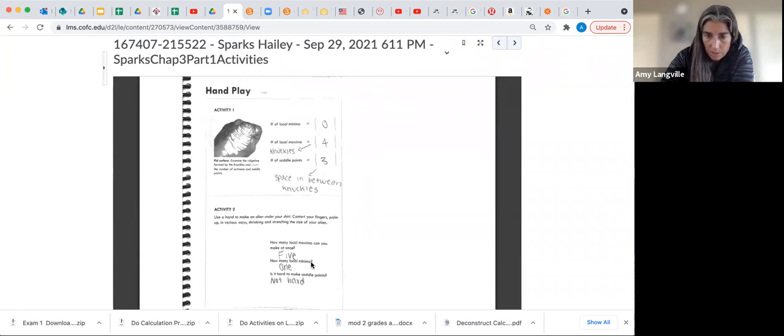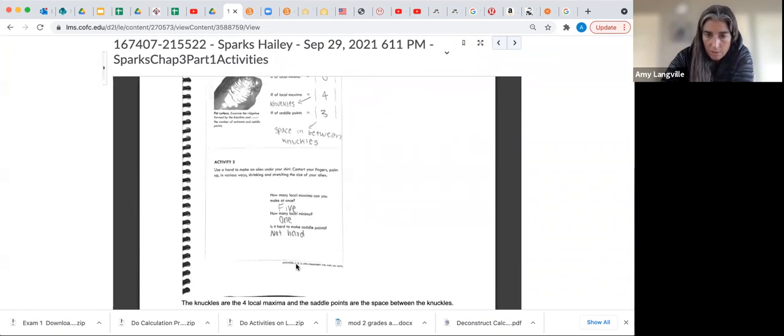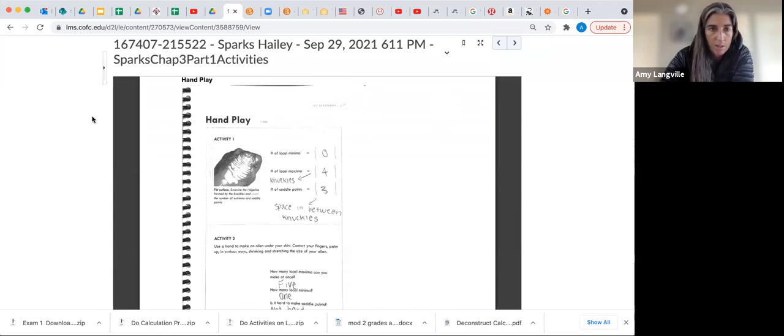This is what I'm talking about here. I mixed up the answer key down here, right? That should be 0, 4, 3, but most of y'all got that.